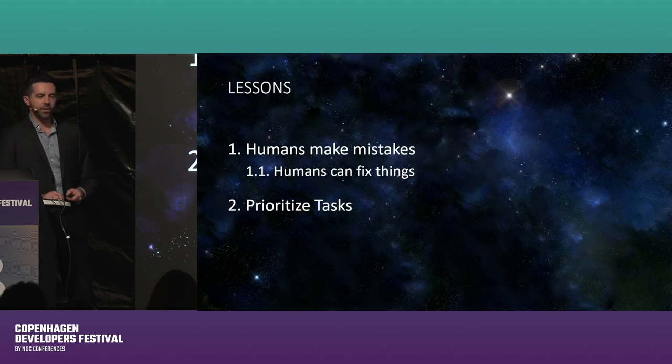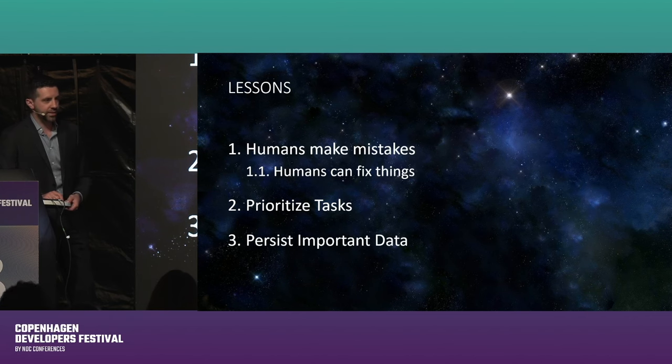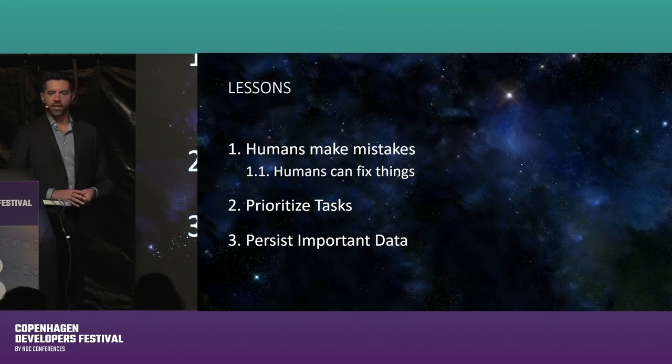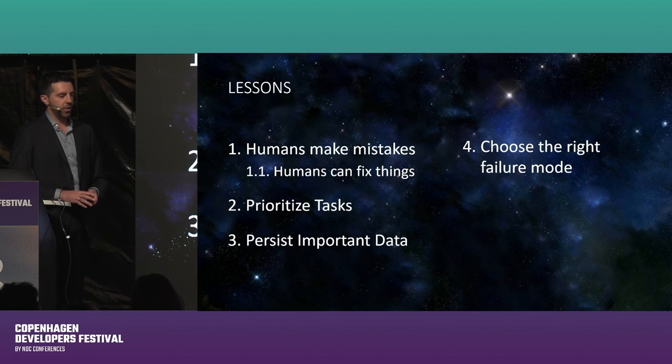Prioritizing your tasks is critical in mission-critical systems where multiple things are happening at once, and some are more important than others. Persisting important data is also very important for that same reason, so that if there's some sort of unexpected failure, you can recover from it, and you don't have to shut down both of your computers and just give up on flying your rocket. Choosing the right failure mode is critical for safety, particularly when people are on board, and making sure that if something fails, it doesn't fail in a position that opens your thruster and causes you to spin and almost black out.